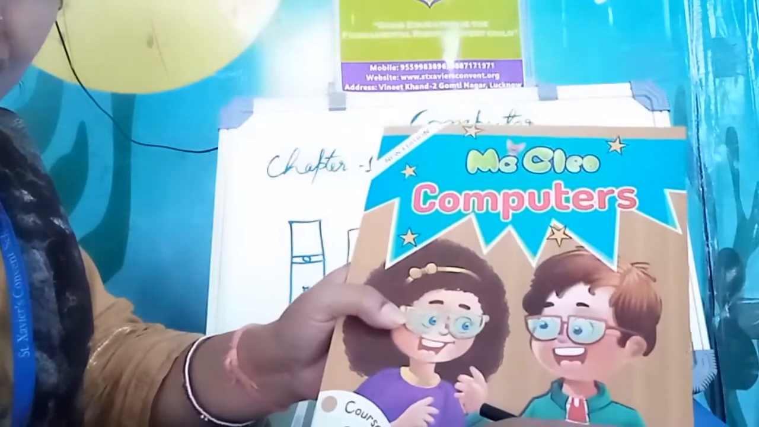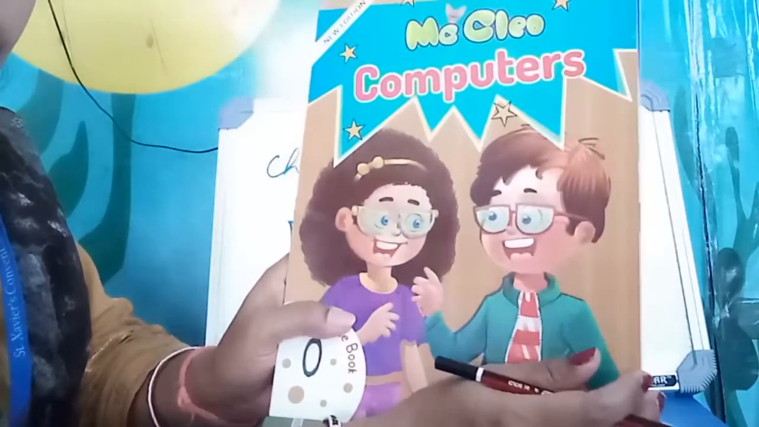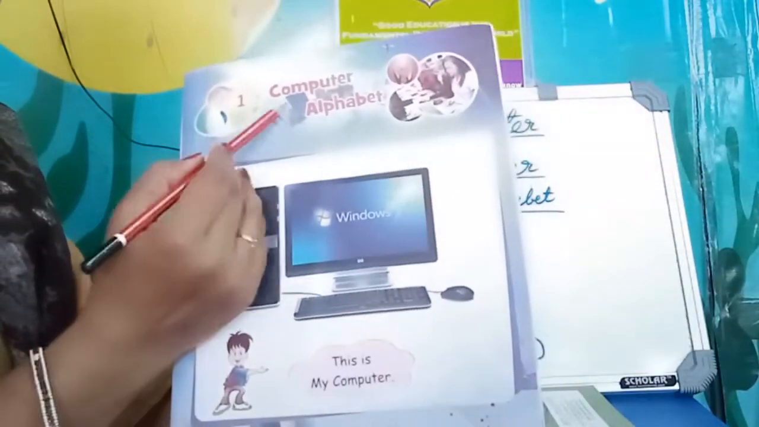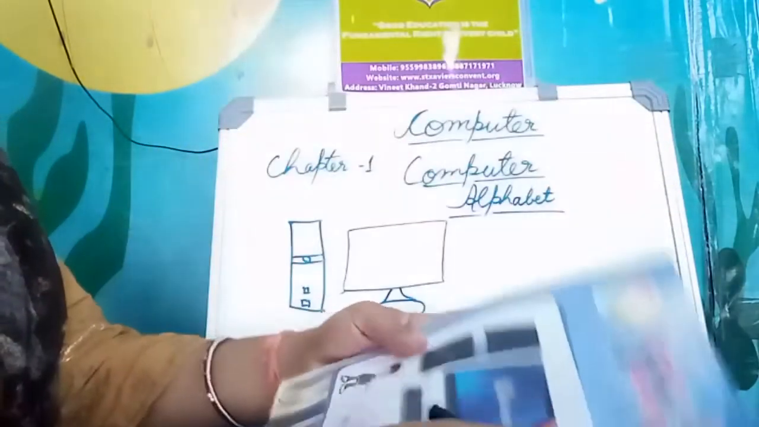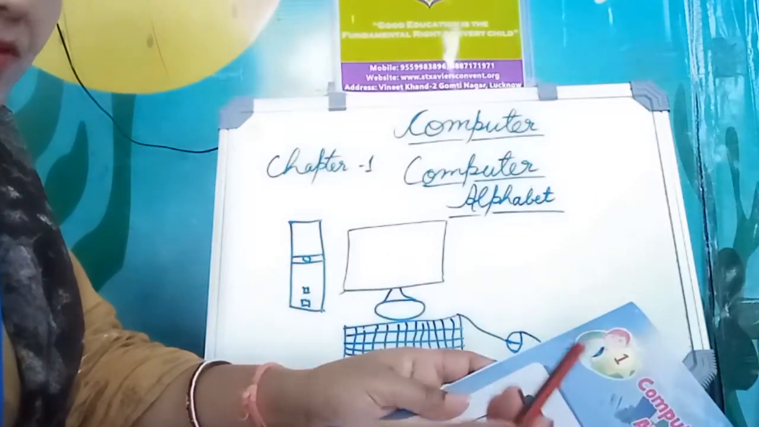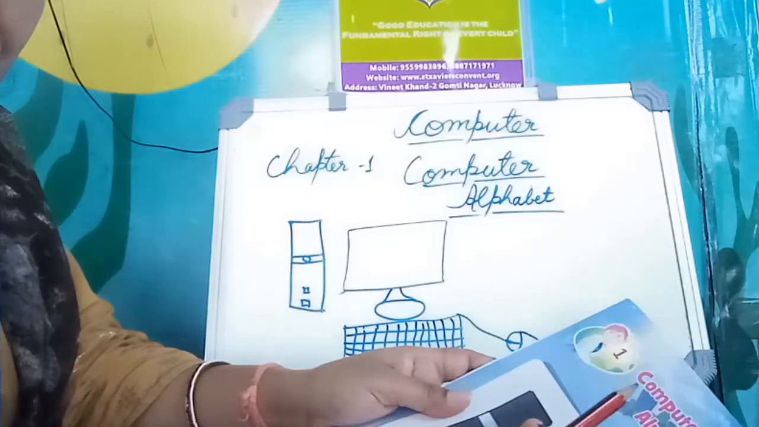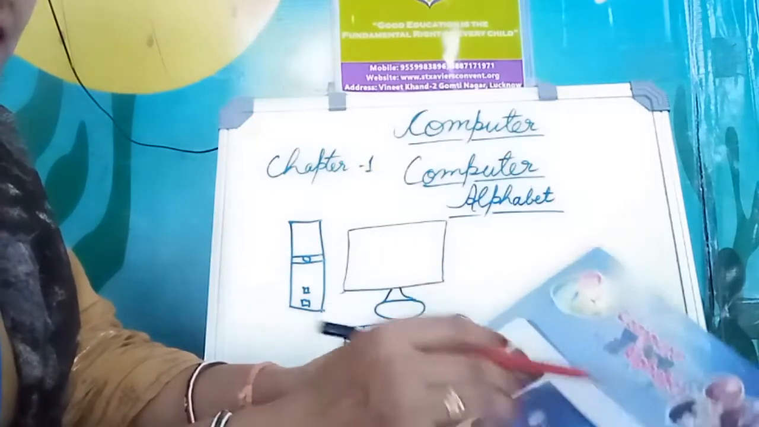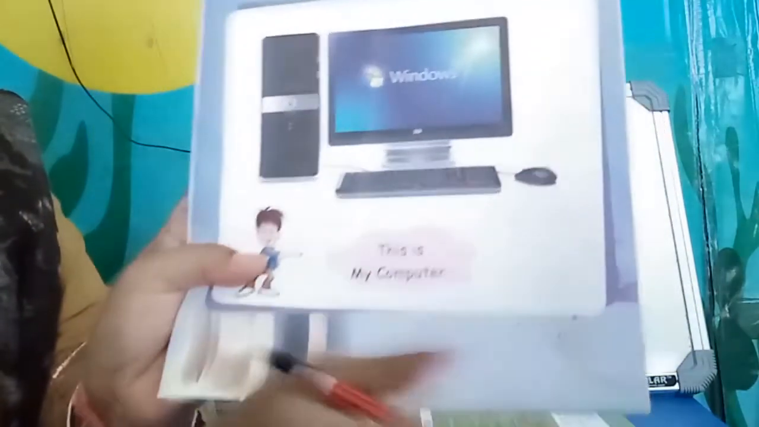Open your one more new subject, that one is computer. Open this book of computers, alright? Now your first chapter of this book is computer alphabet. We will study today about computer with alphabets. You know very well that they are A, B, C, D, E, F, G. Accordingly we will study about computer.